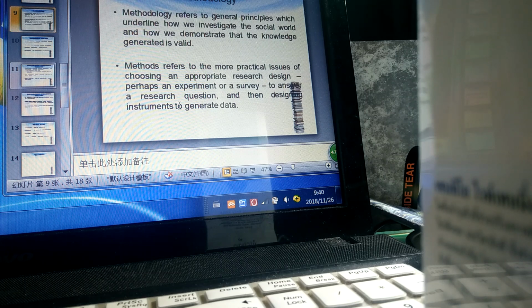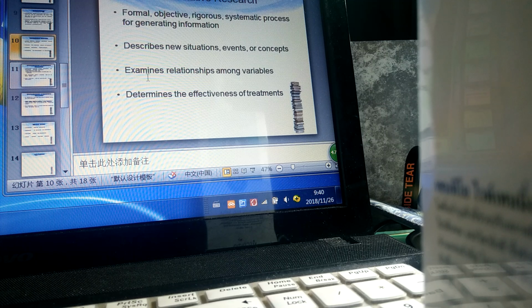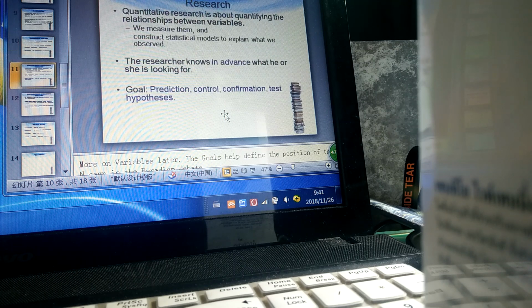And I want to introduce quantitative research. Quantitative research is a formal, objective, rigorous, systematic process for generating information. It describes new situations, events, or concepts, and examines the relationships among variables. Then I want to introduce the characteristics of quantitative research.